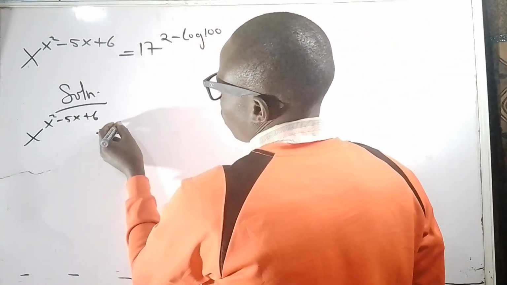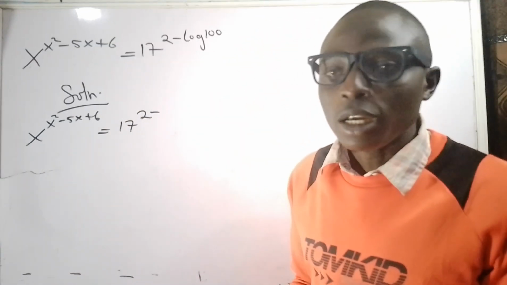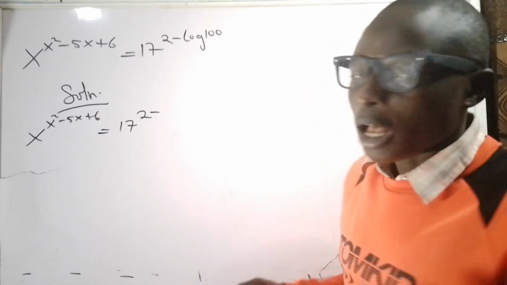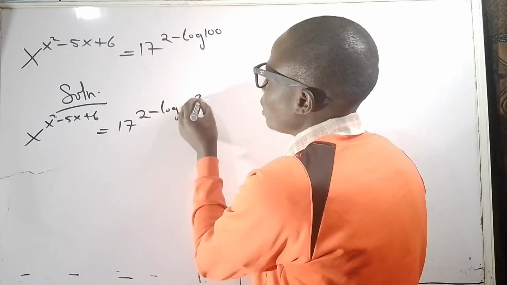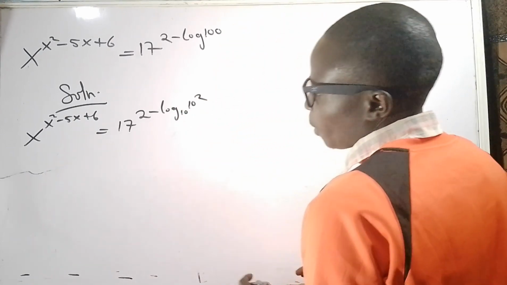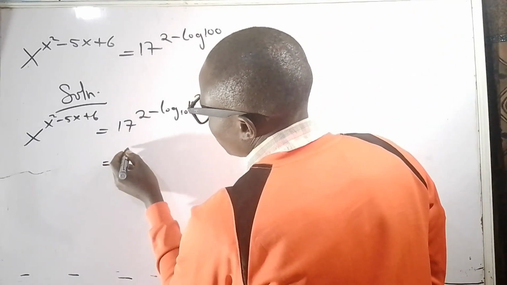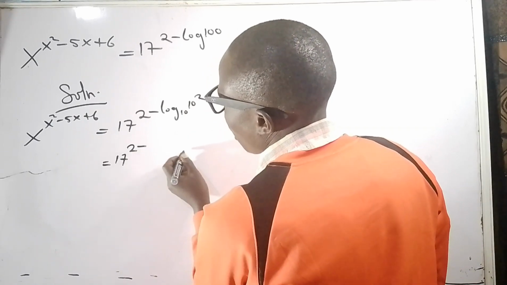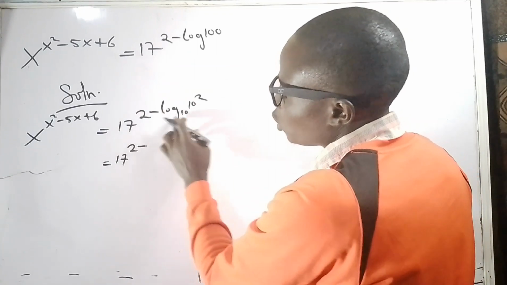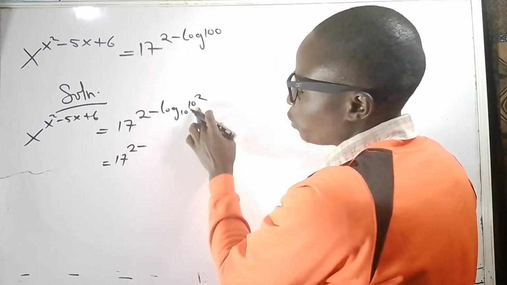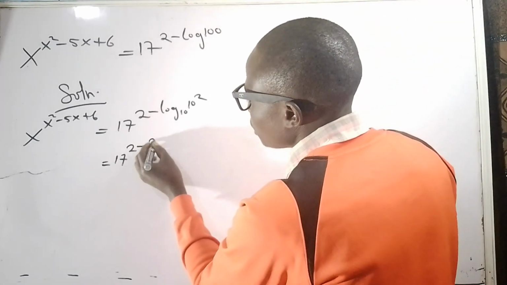So we have 17 raised to the power of 2 minus this log 100. It is in base 10, so it's the same thing as log to base 10 of 10 squared. So let's analyze this first. That means we'll have 17 raised to the power of 2 minus... According to the law of logarithm, these two can actually come here to multiply log to base 10 of 10, and log to base 10 of 10 is 1. That is log of same base. So this is the same thing as 2.